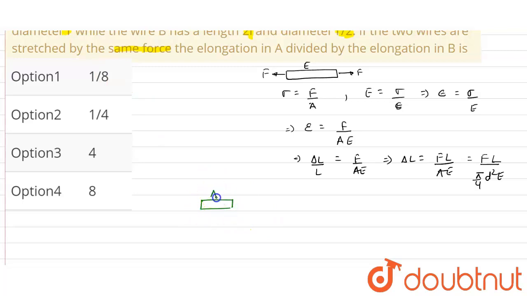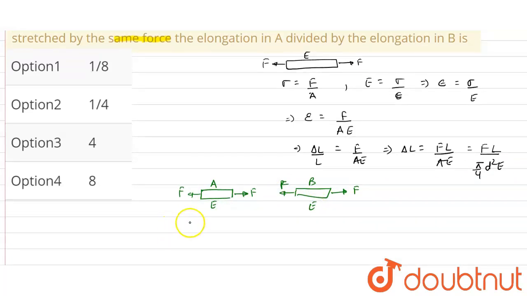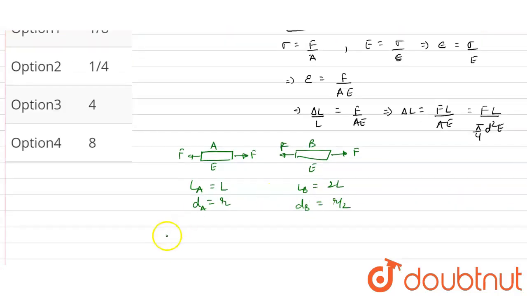Now, talking about the question, let us suppose this is a wire A which is stretched by a force of F, and the wire B is also stretched by the same force F, made of the same material. So, the Young's modulus or the modulus of elasticity will be same for the wire A and wire B. Correct. Now, the length of the wire A is given as L and the diameter is given as R. And the length of the wire B is given as 2L and the diameter of wire B is given as R by 2.